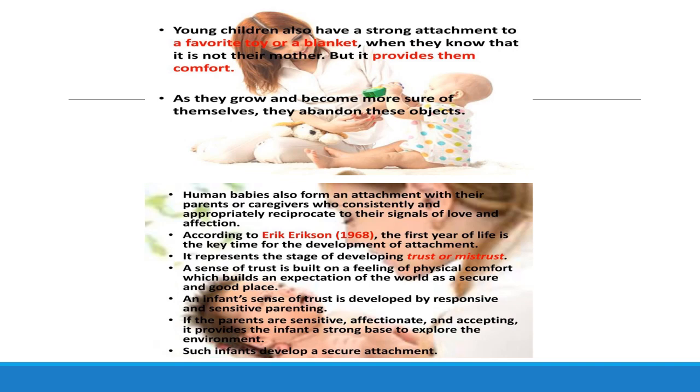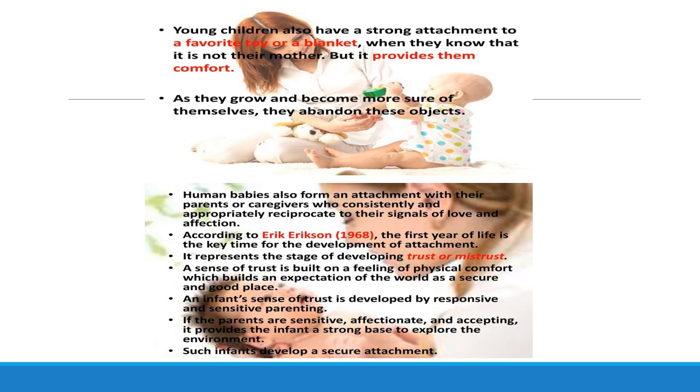And according to Erik Erikson, another psychologist, in 1968, the first year of life is the key time for the development of attachment. Very true. And it represents the stage of developing trust or mistrust. So, trust or mistrust is developed in the first year of life. A sense of trust is built on a feeling of physical comfort, which builds an expectation of the world as a secure and good place for the infant.